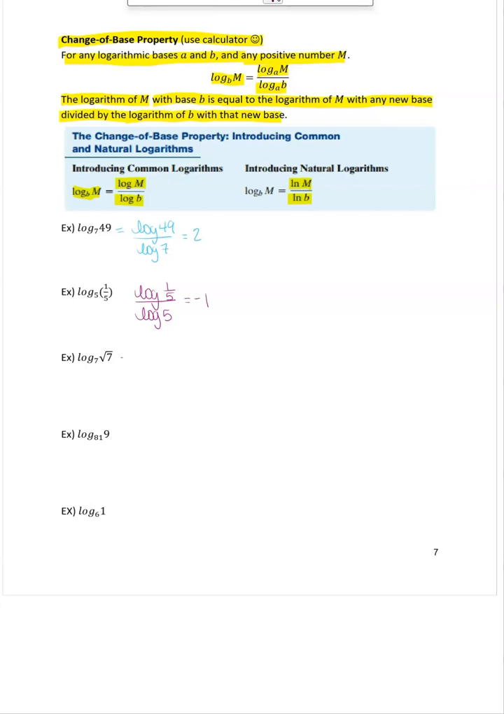Just take 1 to the bottom. Log of the square root of 7 over log of 7. That equals 1/2 or 0.5, however you want to write it. So log of 9 over log of 81. Well, what do you have to do to 81 to get 9? Well, it's 1/2, right? Log of 1 over log of 6. That's 0.